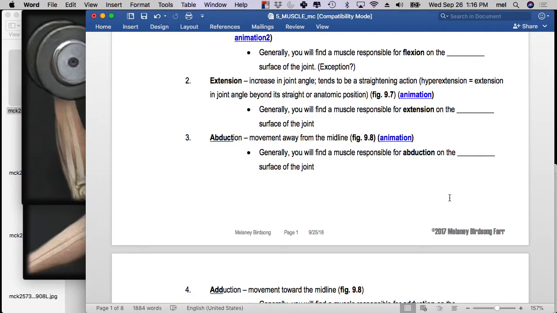Extension. Yes, they have to be on the posterior side. Does that make sense to you? Yeah? Okay. Do you see? This is extension. Back side is going to be extension, right? The gluteus muscles. They are not flexors. Does that make sense? Got it?